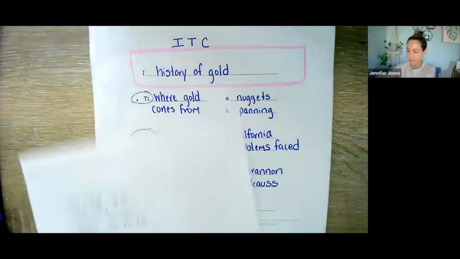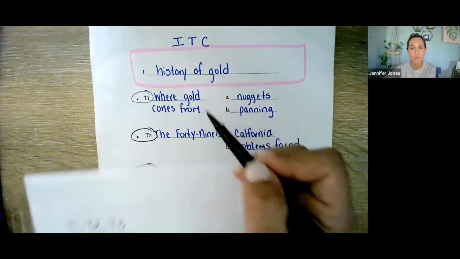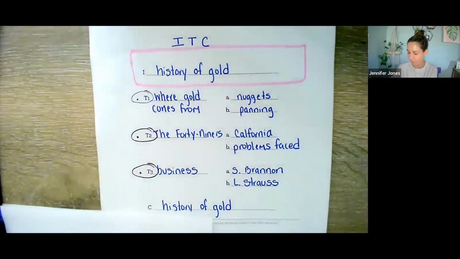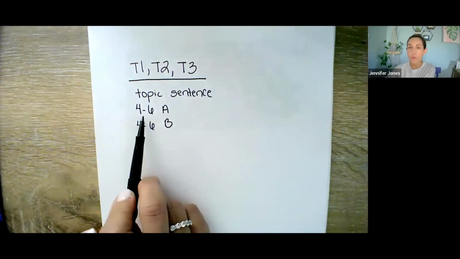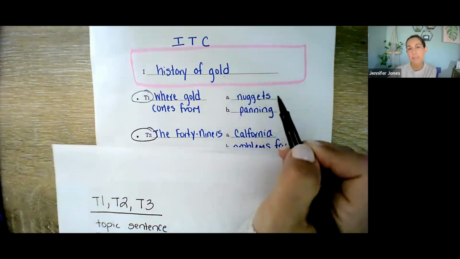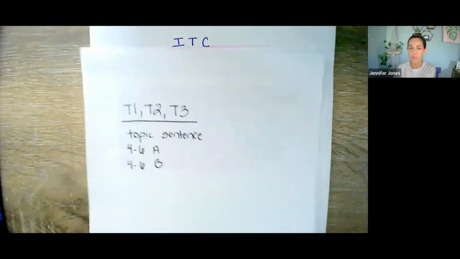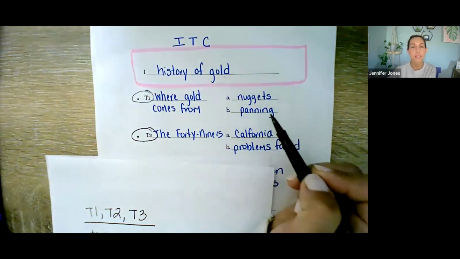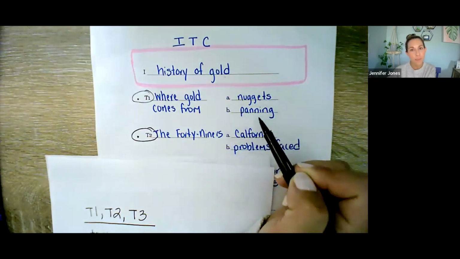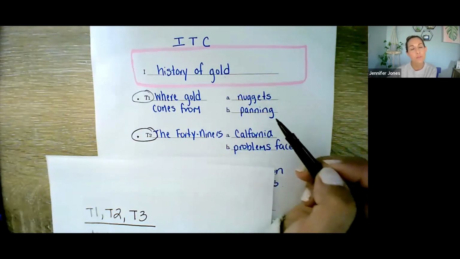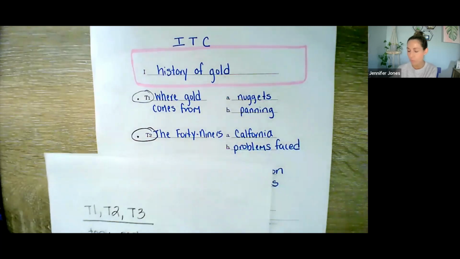So the topic sentence, that's going to come from what you wrote next to T1, T2, or T3, because this is where we wrote the main topic of the paragraph. Then after our topic sentence, we're going to write 4 to 6 sentences about our A subtopic. So our A subtopic for T1 is nuggets. So I'll write 4 to 6 sentences about nuggets. After that, we're going to write 4 to 6 sentences about our B subtopic. So if we look at our T1 plan, our B subtopic is panning. So after we write a topic sentence and 4 to 6 sentences about nuggets, then we're going to write 4 to 6 sentences about panning for gold.